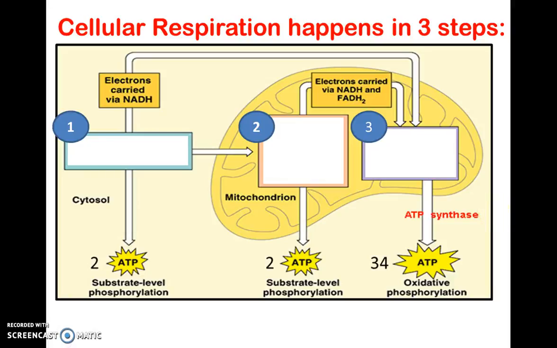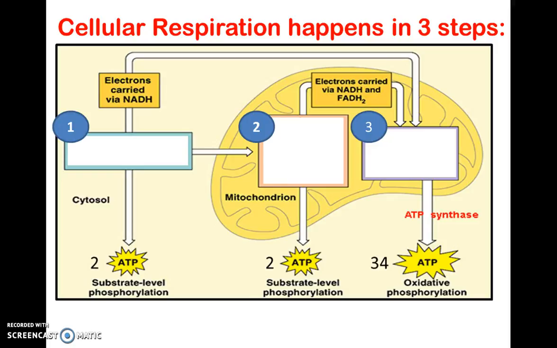So this is the overall process of cellular respiration, and it happens in three main steps. They all rely on each other to get to the star of the show here, that's going to make the most ATP for us. Because remember, the purpose of cellular respiration is to make that ATP, make that energy for the cell.